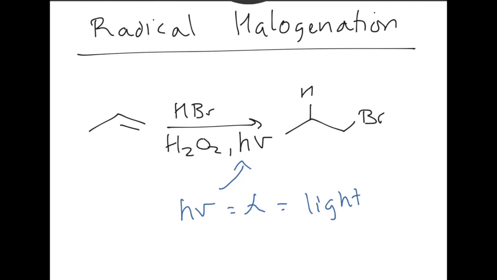So I always end up writing h nu, right? Which is, h nu equals the energy of light. Ta-da, physics. But then I can't ever find the nu on my computer without going through control and hitting all of the buttons until I find it. So I end up typing light because it saves me time. So you'll see me write it as h nu or just as light, six of one, half a dozen of the other. Right? And that will put your bromine on the less substituted carbon of your double bond.